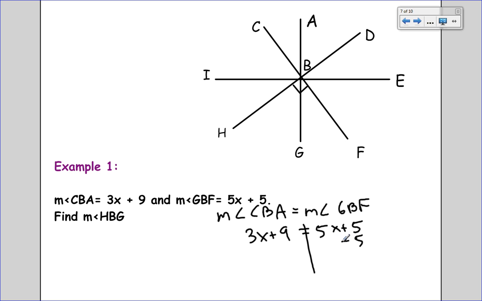Subtract 5 from both sides. 3x plus 4 equals 5x, and subtract 3x. So 4 equals 2x, divide by 2, x equals 2. So if I plug in for GBF, I get 5 times 2, which is 10, plus 5 is 15. And these two angles equal 90, so 90 minus 15 is 75 degrees.